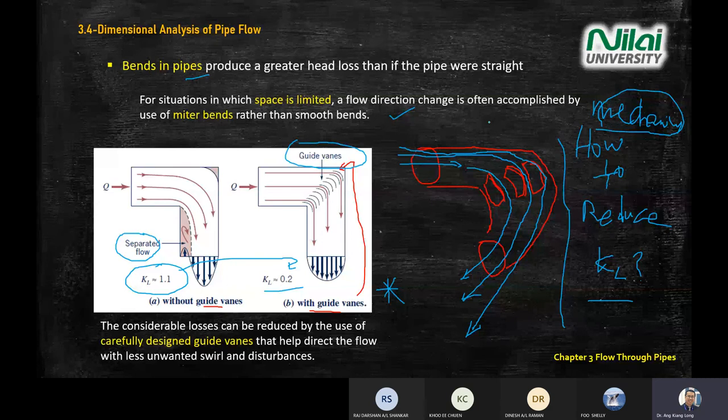Before we stop, let me ask a question. Okay, Shirley, are you there? Yes, sir. Can you summarize why we need to use guide vanes? It's because we want to reduce the friction at the corners, especially the sharp corners. Okay, good. You need to mention the separation flow. We eliminate the separation flow, and also we reduce the KL value, the loss coefficient. It means the flow becomes smoother with the guide vanes. So this is the answer.